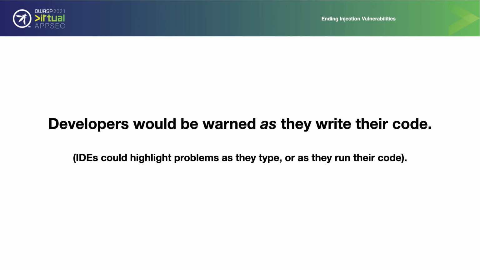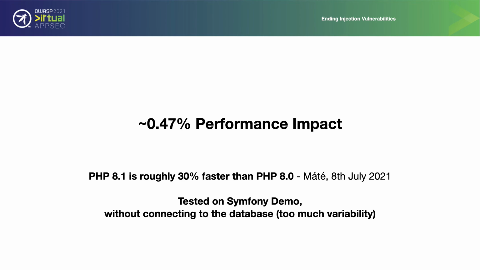And another thing is that developers would be warned as soon as they write their code. So when people talk about security being pushed left, as in the closest to writing the code as possible, it helps the process. So for example, an IDE could highlight problems as the developer types. Or if they're not using an IDE, this happens as soon as the developer runs their code. So as they are writing the code, they can find out about the problems.